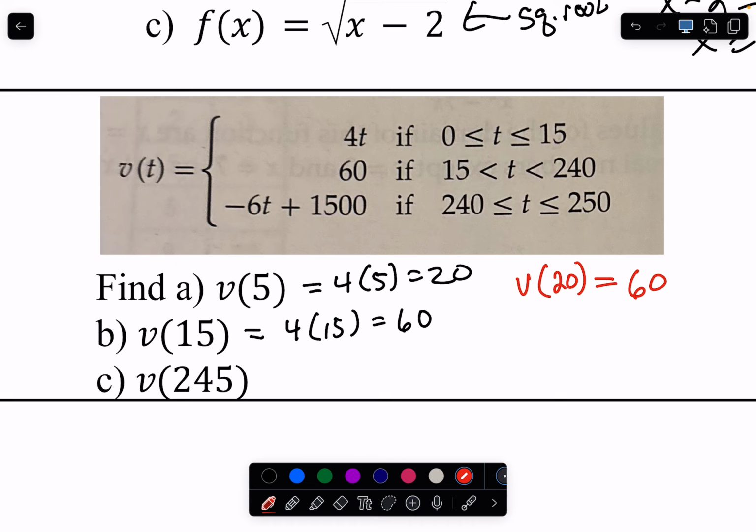Don't overthink it. Okay? Where does our 245 go? Yeah, it's a value in here. So we're going to do negative 6 times 245, our input, plus 1,500. Let me do that. Negative 6 times 245 plus 1,500 is 30. Okay? So be careful when using piecewise functions.